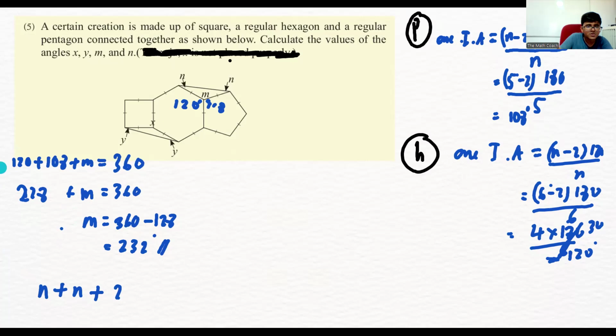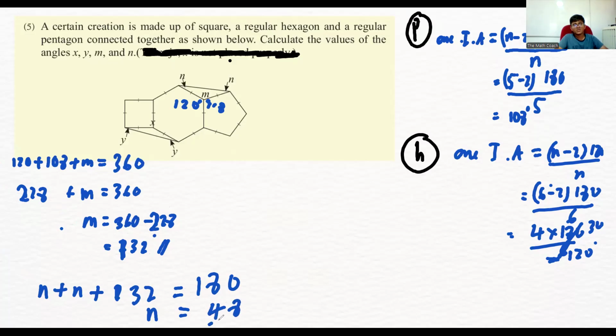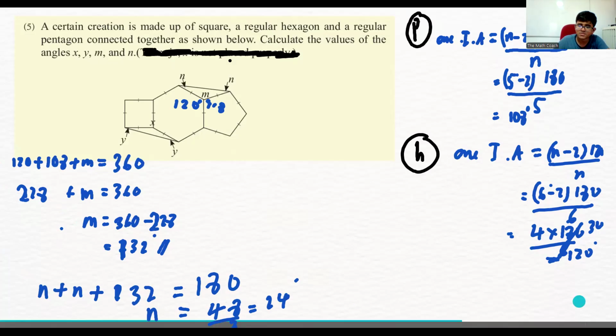So m is going to be equal to, I'll just recorrect this. m is going to be equal to 132. It's 228, so 132. So 132 is equal to 180. Therefore, we can get n equals 180 minus 132, 48, divided by 2 equals 24. Okay, so we got 24 there. We got 24. Now what?